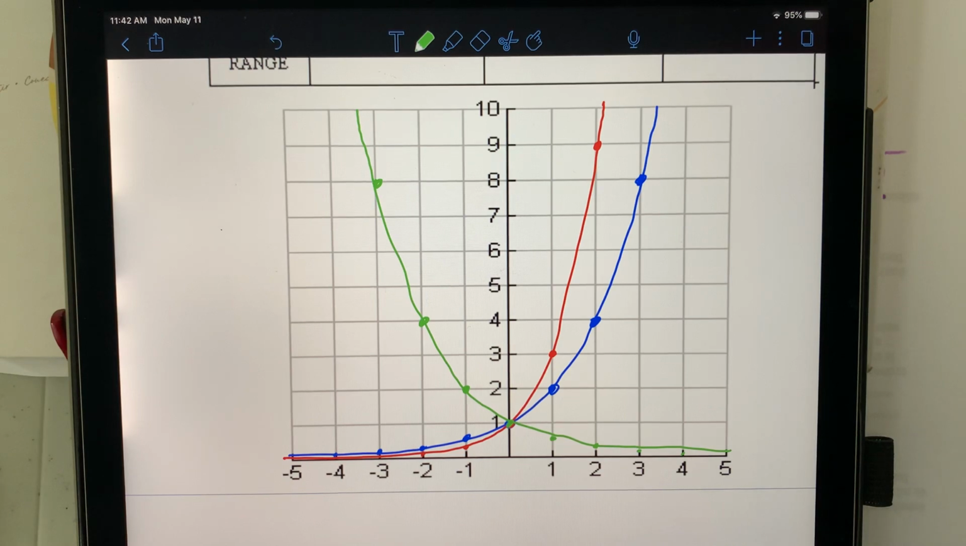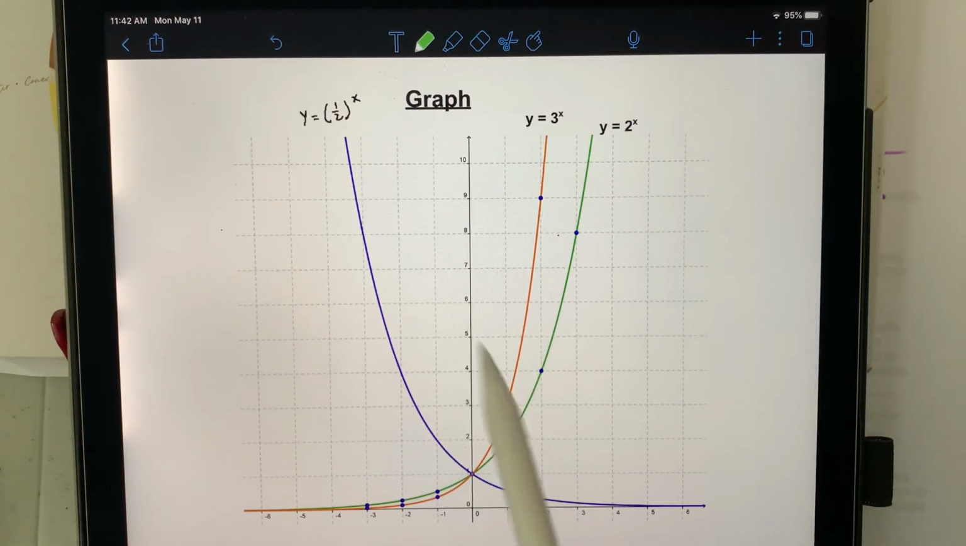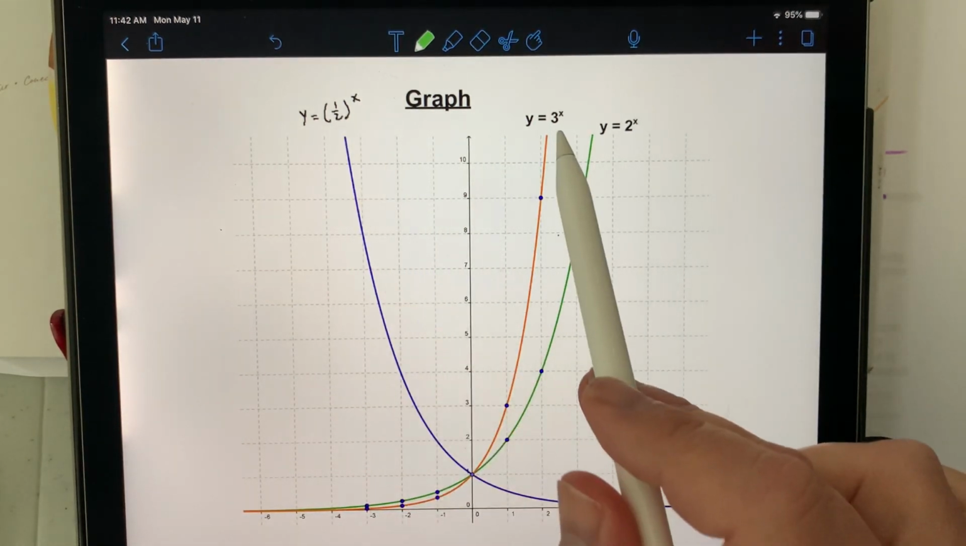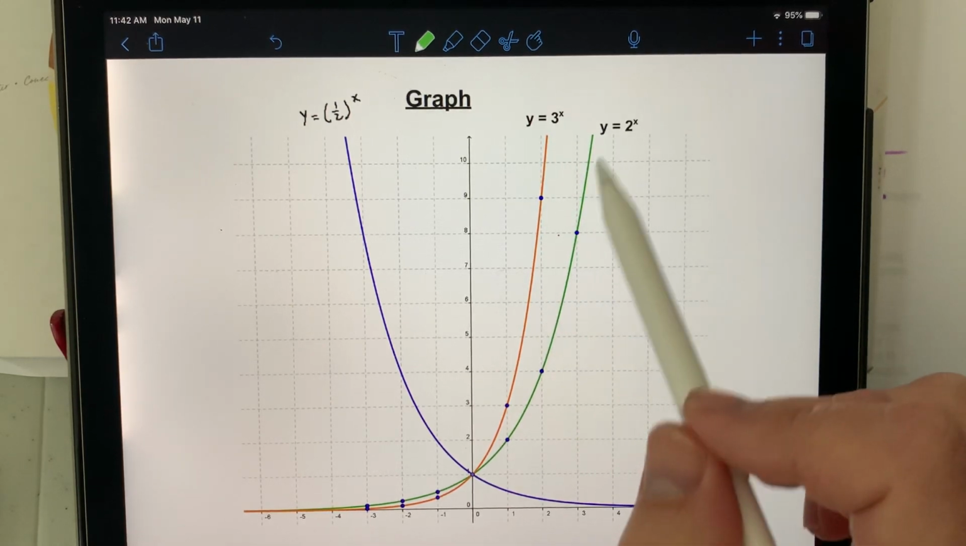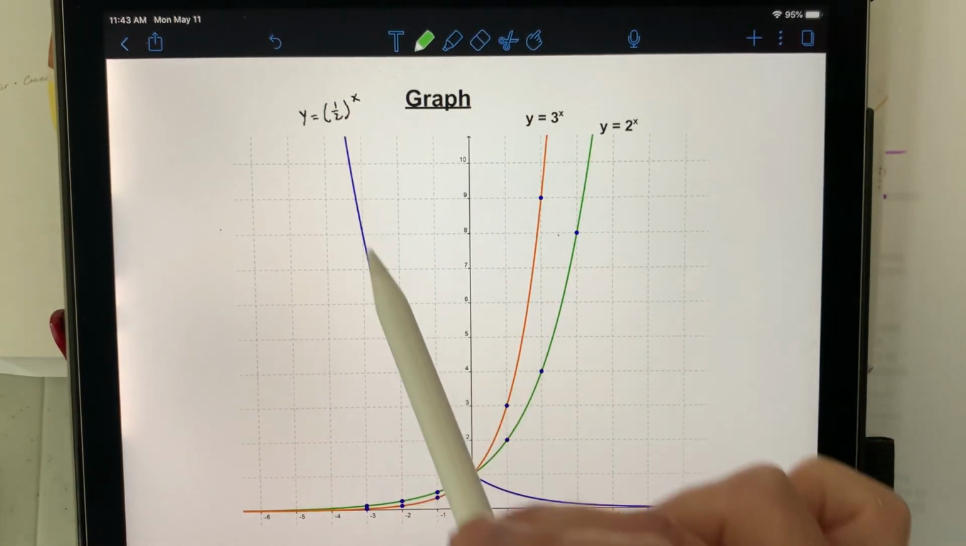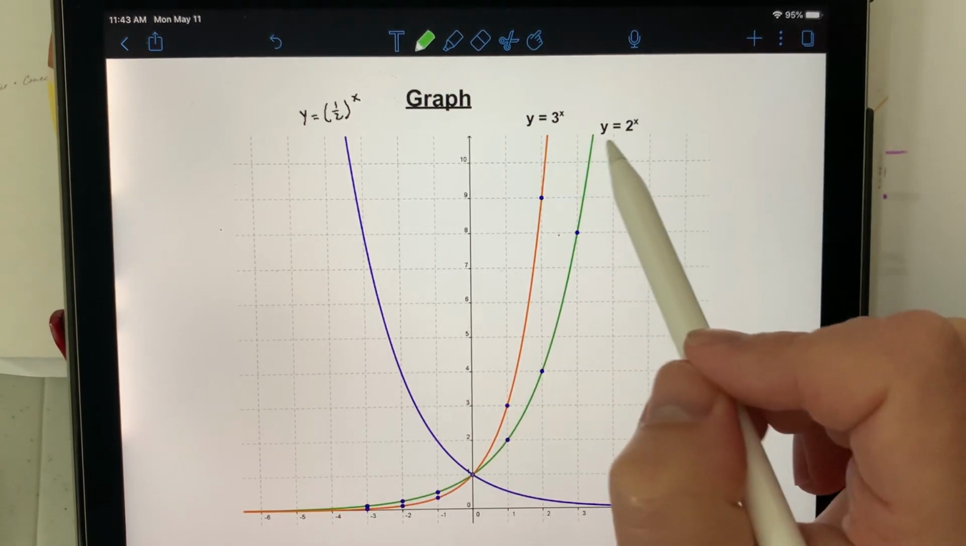All right, so let me just get decimals to do a better job for us so we can see it. And let's see all the points. This is half to the x, 2 to the x, and 3 to the x. What do we notice? We notice that if it's 2 to the x and 3 to the x, it goes up. If it's half to the x, it goes down. Why would that be? Well, we'll talk about this in a second.